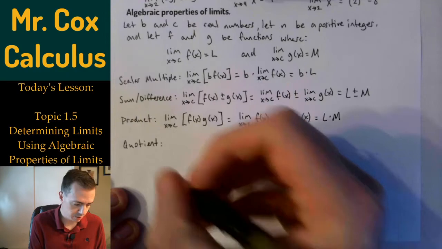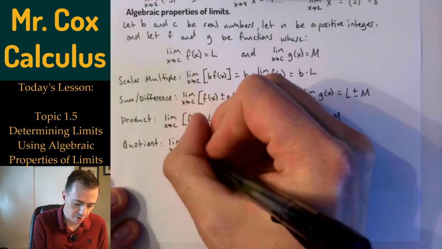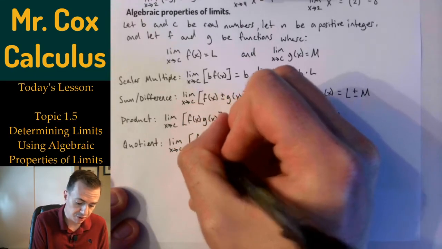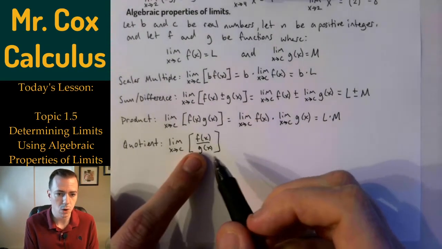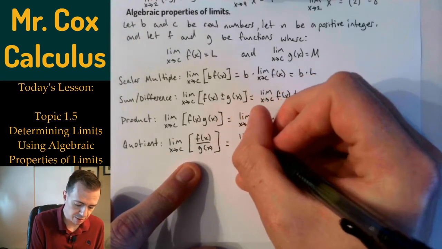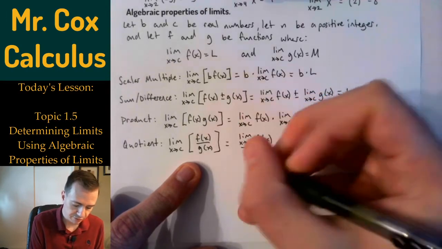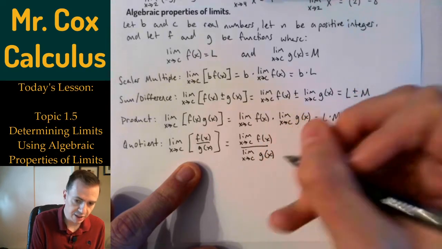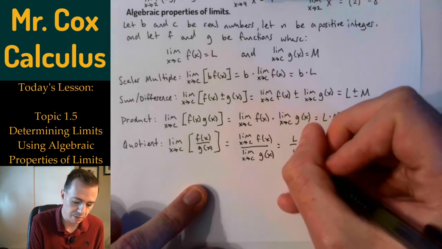So the quotient property for limits says that the limit as x approaches c of the quotient of two functions, let's say the quotient f of x divided by g of x, is going to be the quotient of the limits. So this equals the limit as x approaches c of f of x divided by the limit as x approaches c of g of x. And again, we have those two things defined for us. This is L divided by M.